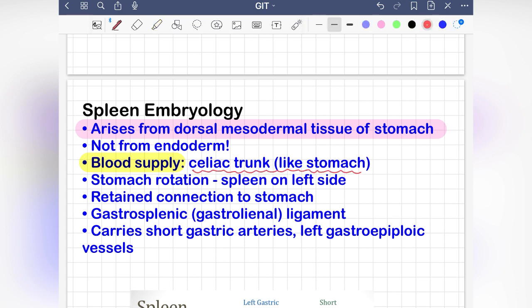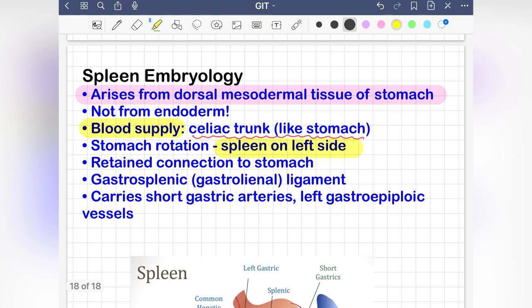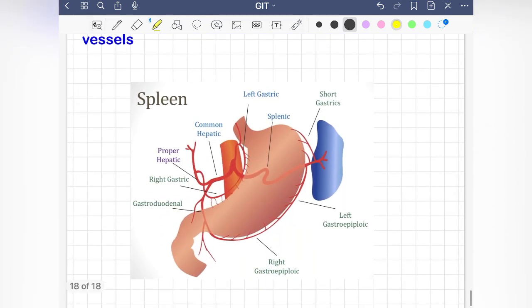In a normal development, the stomach rotates and the spleen moves over to the left side and it retains a connection to the stomach called the gastrosplenic ligament. It's also called the gastrolienal ligament, and this carries the short gastric arteries and left gastroepiploic vessels. This is the spleen shown here in the picture. The splenic artery, the celiac trunk, the short gastric arteries and many other vessels can be seen in this picture.